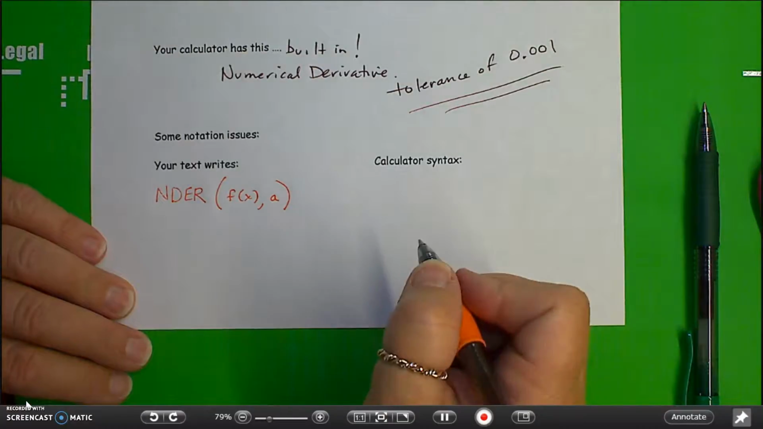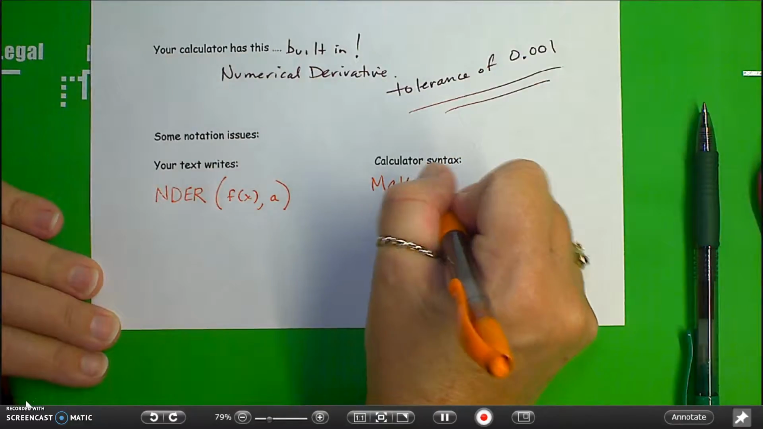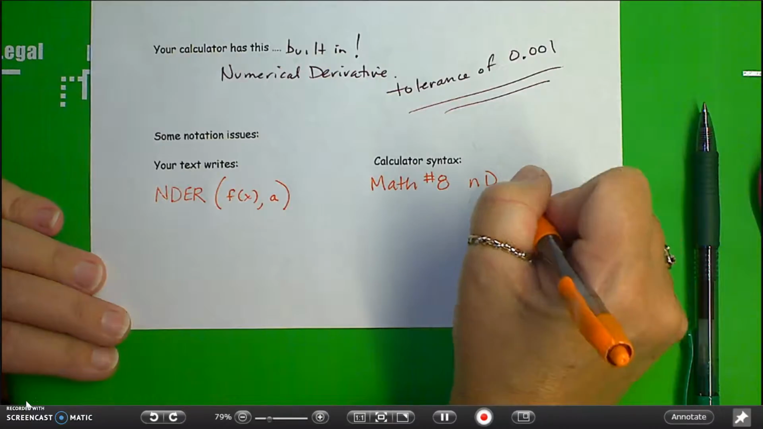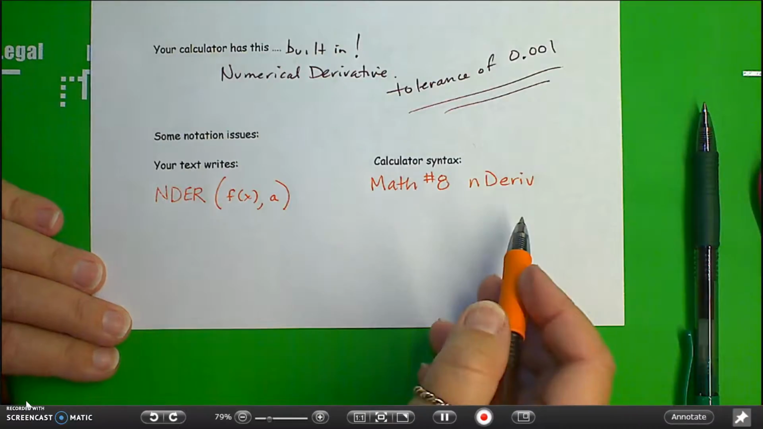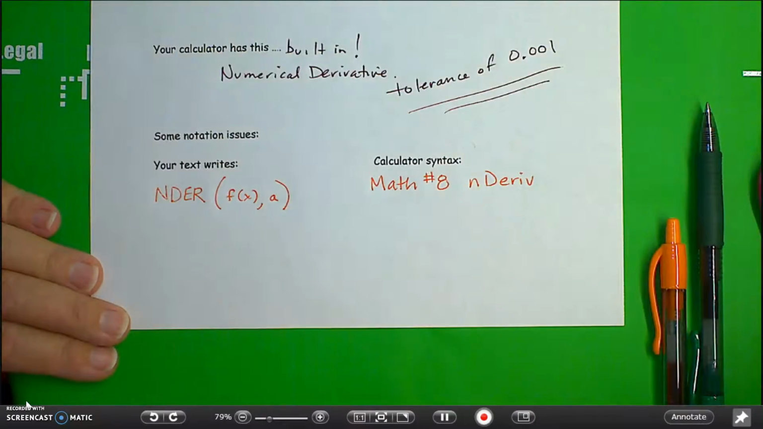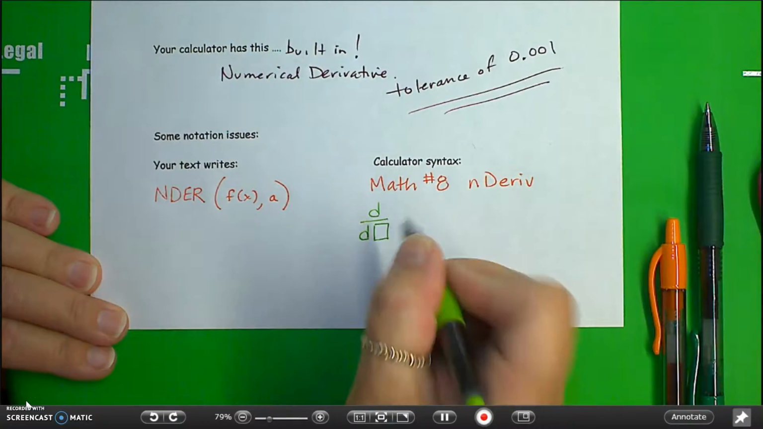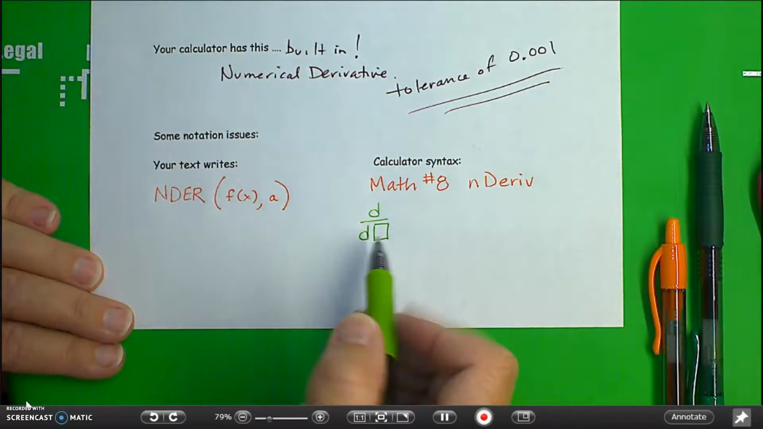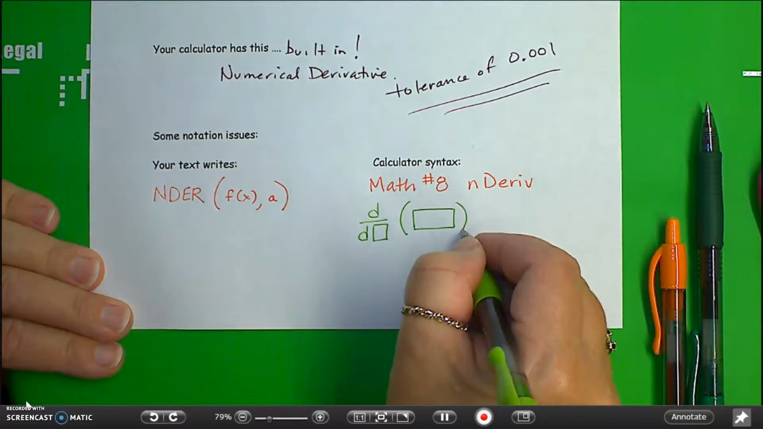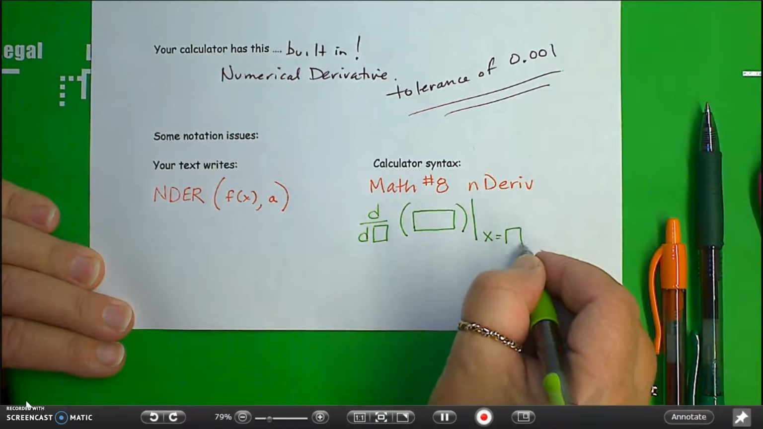In the new operating system, actually in either operating system, it's math number 8, and the function is what I call nderive, the numerical derivative function. And if you have the new operating system, this is what's going to show up on your screen. You're going to get d, and then a place to make an entry here, and then it's going to have parentheses and a box for you to make an entry there, and a line and another place for an entry there.